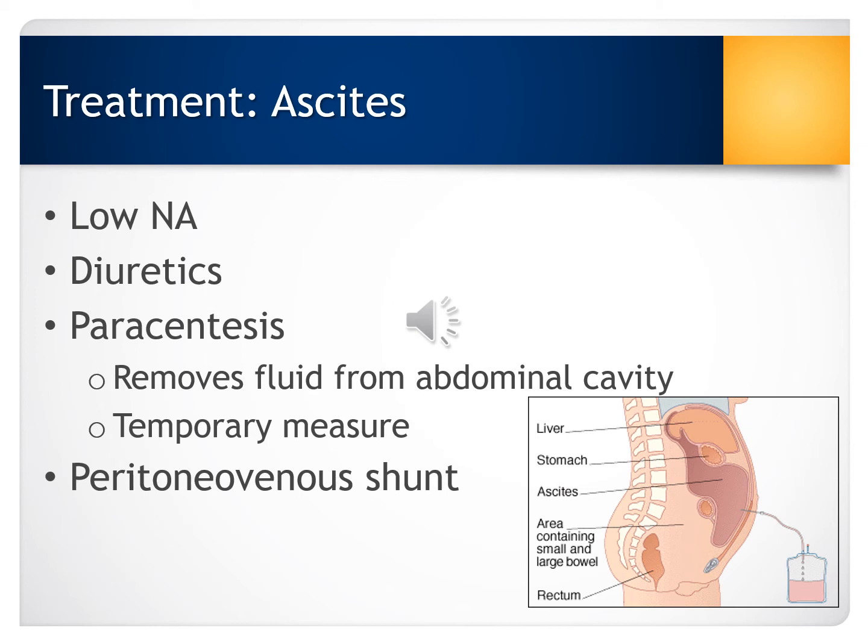A peritoneal venous shunt is a surgical procedure that provides continuous reinfusion of ascites fluid back into the venous system. But this procedure is used rarely because of its high rate of complications.